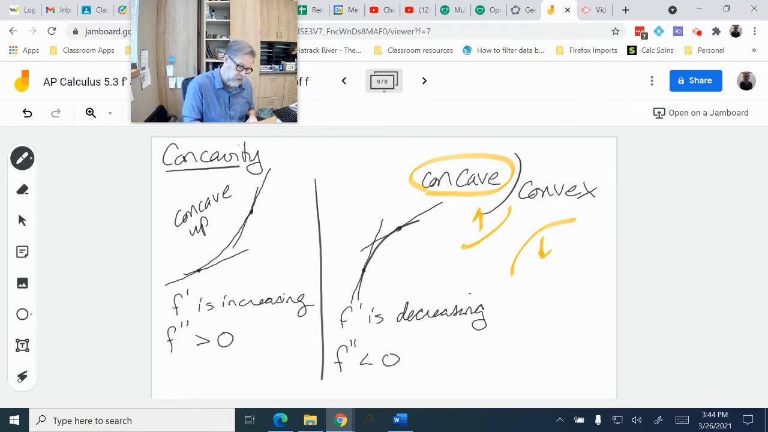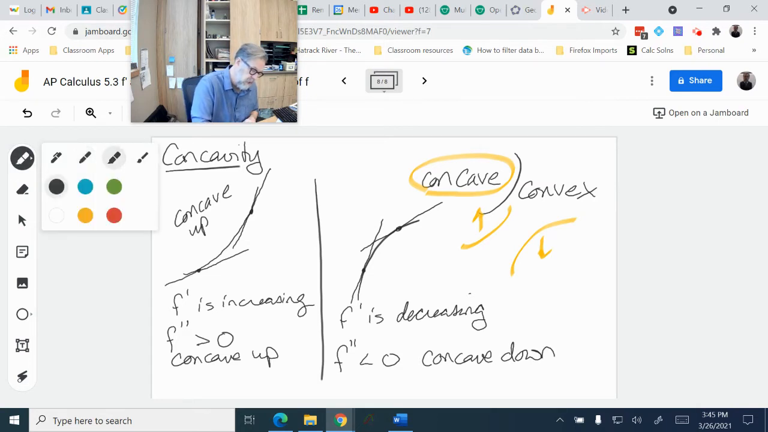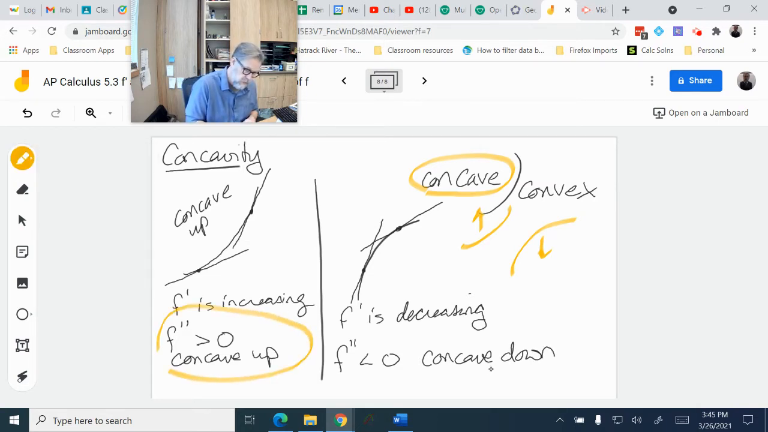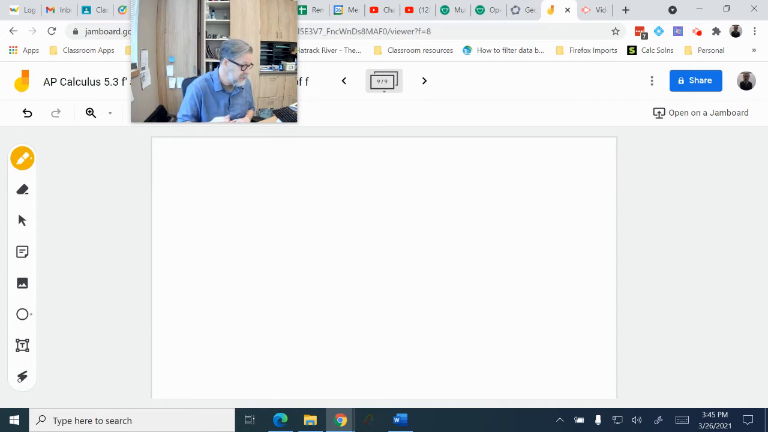tells us that if the second derivative is greater than 0, my function is concave up. And if my second derivative is less than 0, my function is concave down. Again, in your notes, I strongly recommend that you jot that down because we're going to be using that fact a lot. So let's talk about what we do with this.